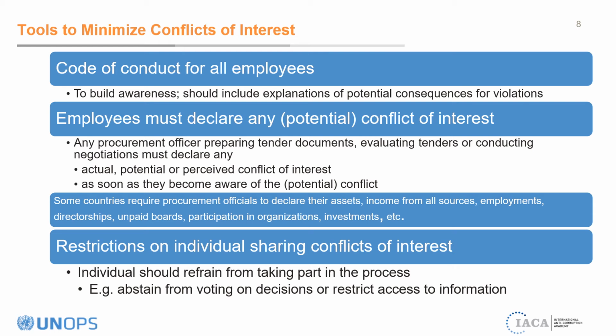So, for example, an individual should refrain from taking part in the process, or should abstain from voting on decisions, or restricting access to information if that individual has a conflict of interest. For example, a tie with a particular corporation that's bidding on the procurement.